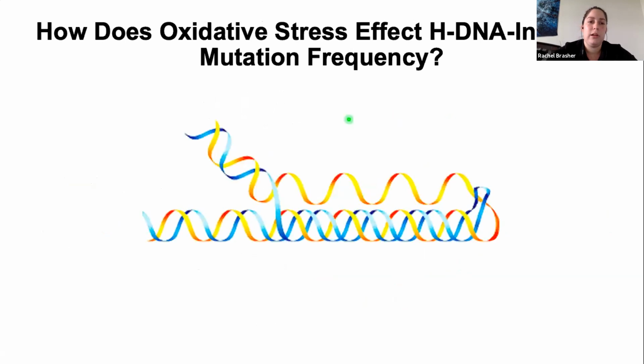So now we can ask the question, how does oxidative stress affect H-DNA-induced mutation frequency? Our hypothesis is that the H-DNA structure, specifically the single-stranded region, is more susceptible to DNA damage than the control B-DNA sequence. This hypothesis is based on the knowledge that the single-stranded region contains a significant amount of guanine bases, which, when under oxidative stress, the guanine is readily oxidized.